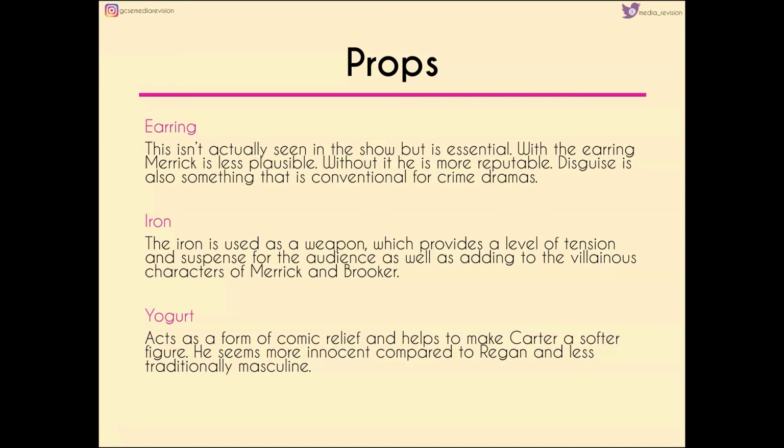The iron that we get within this scene as well is used as a weapon. So this raises the tension, raises the suspense for us as the audience, as well as adding details to the characters of Merrick and Brooker. So we know, obviously we've worked it out before, but we have that extra little bit of villainy added to these characters.